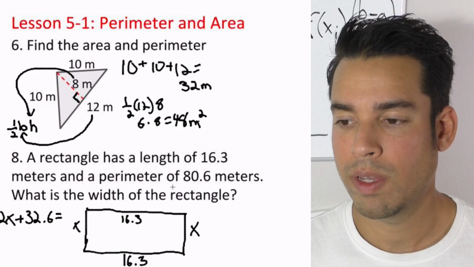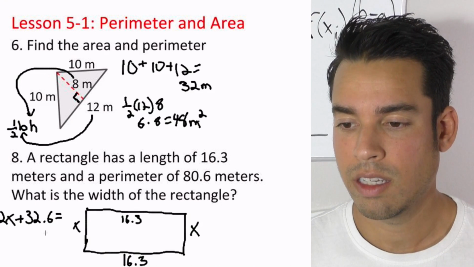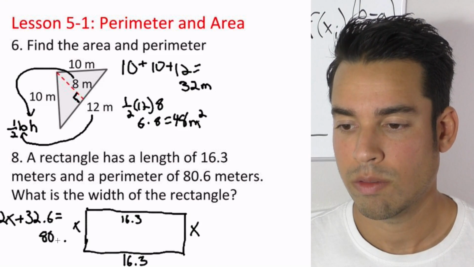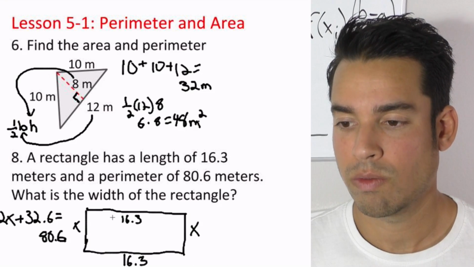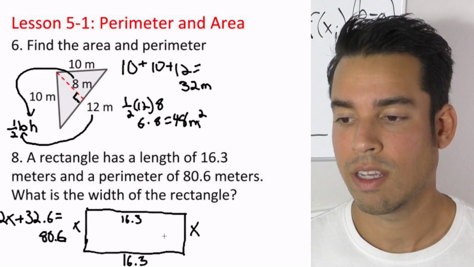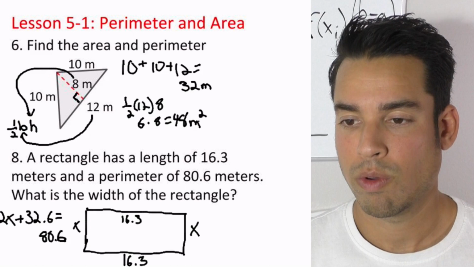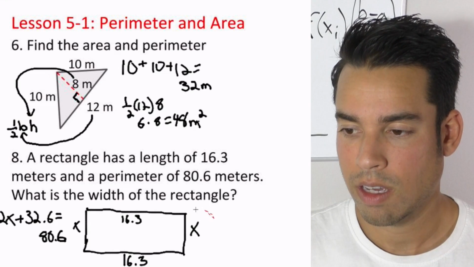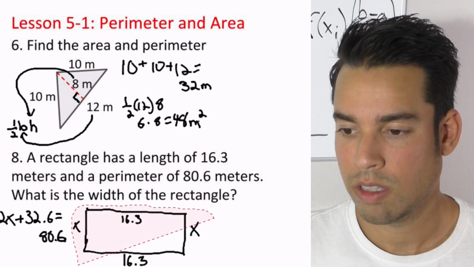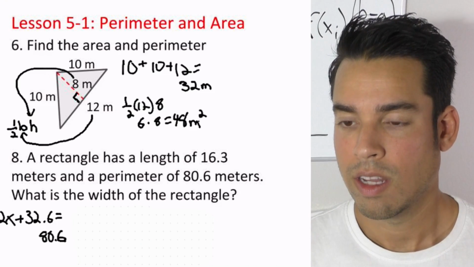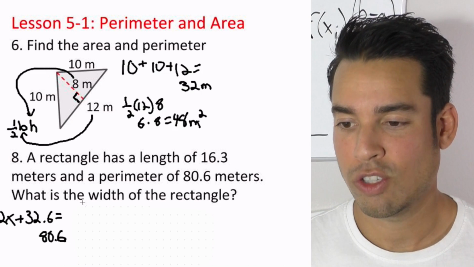Equals, what does it equal? Well, we know the perimeter. The perimeter is 80.6. Oops. This isn't the prettiest. I don't have a ton of room, but it's 80.6. Now that we've got our equation, let me make some room here. I'm going to get rid of this guy like this, my trusty potato peeler. Now we got this equation. So now let's go ahead and solve.